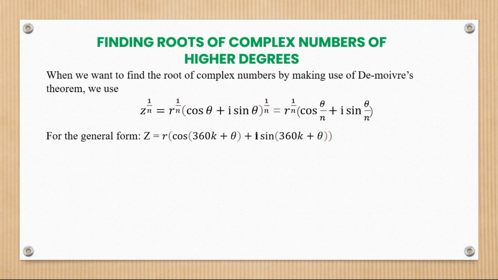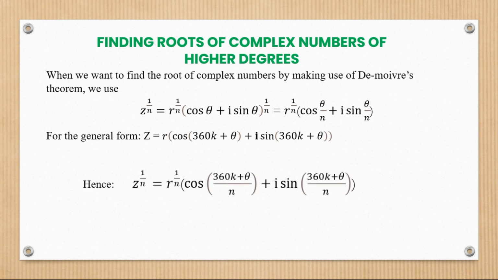For the general form, this is the formula: z is equal to r times the bracket of cos of (360k plus theta) plus i times sine of (360k plus theta). So that's what we basically use. Now if we use that basic format and substitute these other values in and compare, we can say that this becomes our final formula.